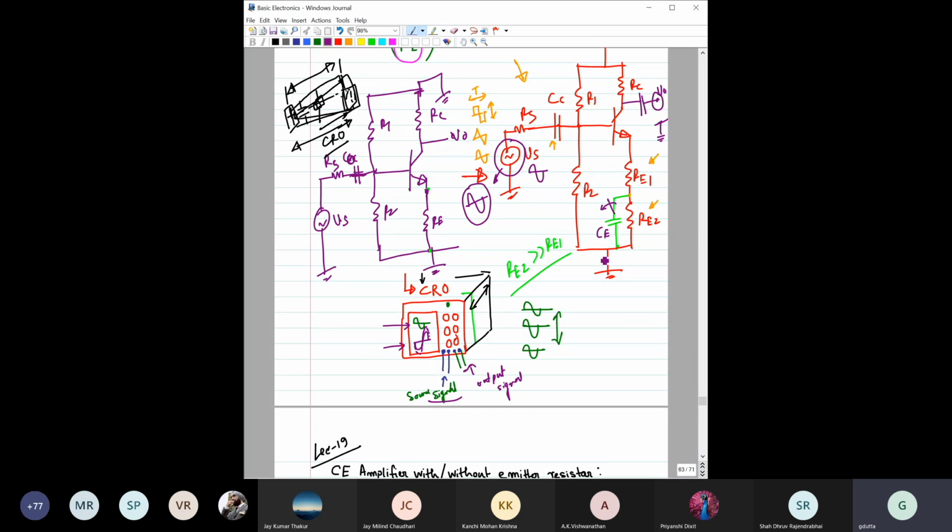Now this is one thing. Now in our board, the values of RE1 and RE2 are fixed, right?